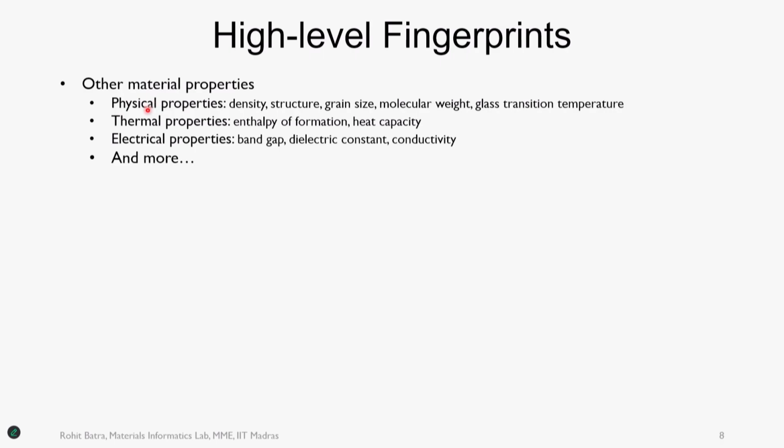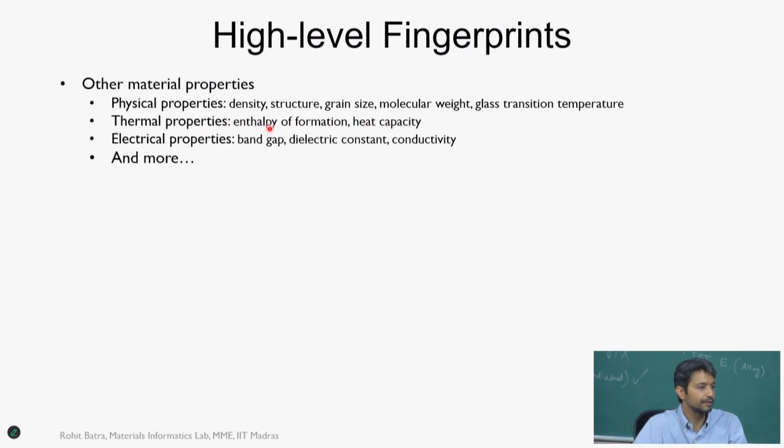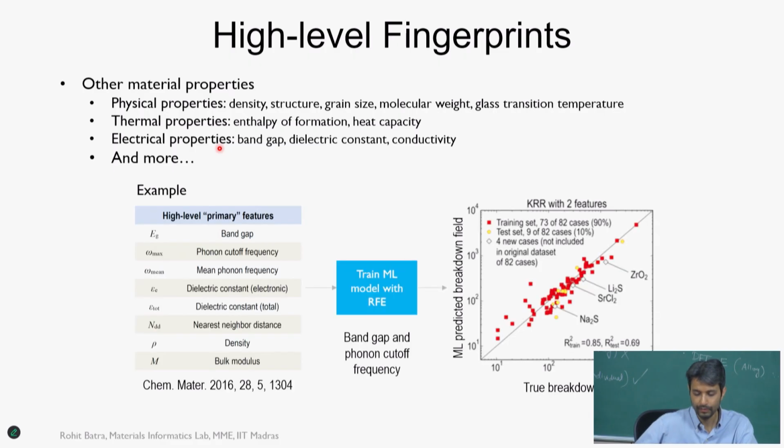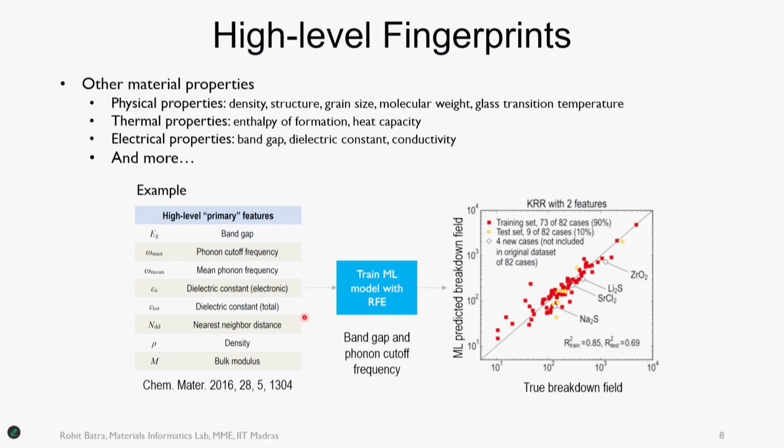So coming back, high level fingerprints, I can use different physical properties, thermal properties. So heat capacity, from different thermodynamic databases you can get this information. Electrical properties, conductivity, band gap, dielectric constant, and whatever at an elemental level you can think of, you can put that as a feature. So this is just one example I am giving. In this case, the authors were interested in predicting intrinsic electric field breakdown. So what is that phenomenon?